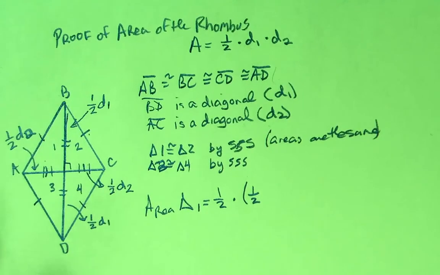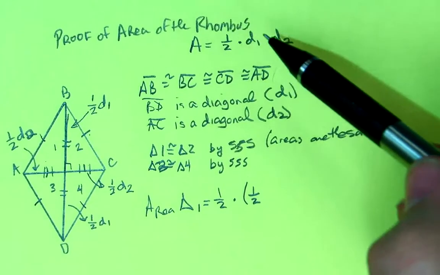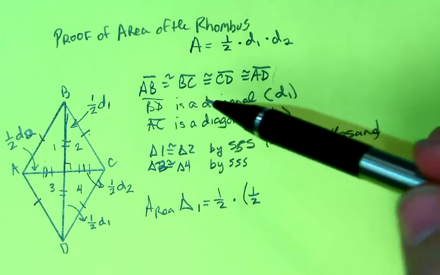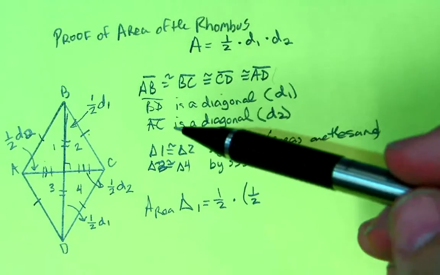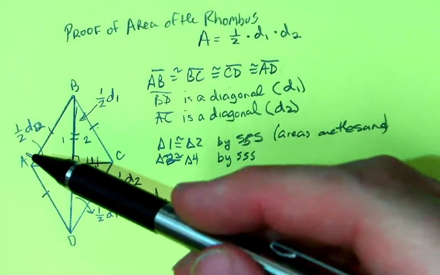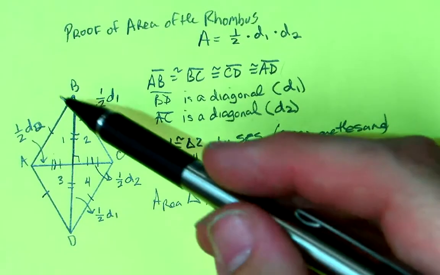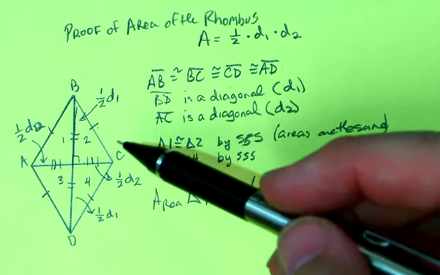We're trying to figure out the proof of the area of a rhombus. The area is 1/2 d1 times d2. I went through and labeled everything. We know all four sides are congruent, so I gave them one congruency mark.